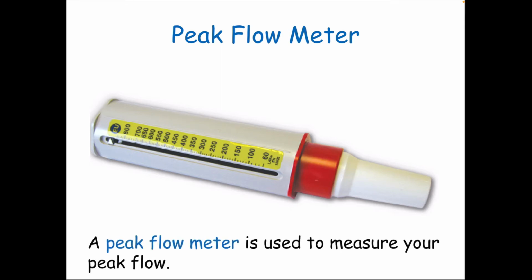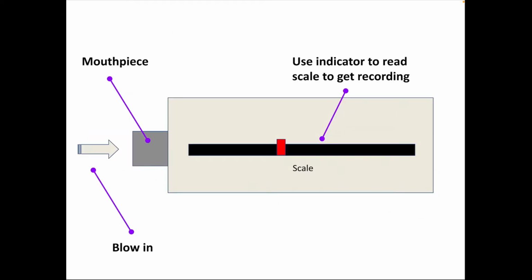In your notes, you are shown a picture of this, and then you're shown a simplified diagram to label. So label the mouthpiece, label the scale and the indicator, and this device is called a peak flow meter, and we use it to measure peak flow. Okay, so this is the diagram from your notes that you're going to copy into your jotter and take pictures of to complete the task this week.